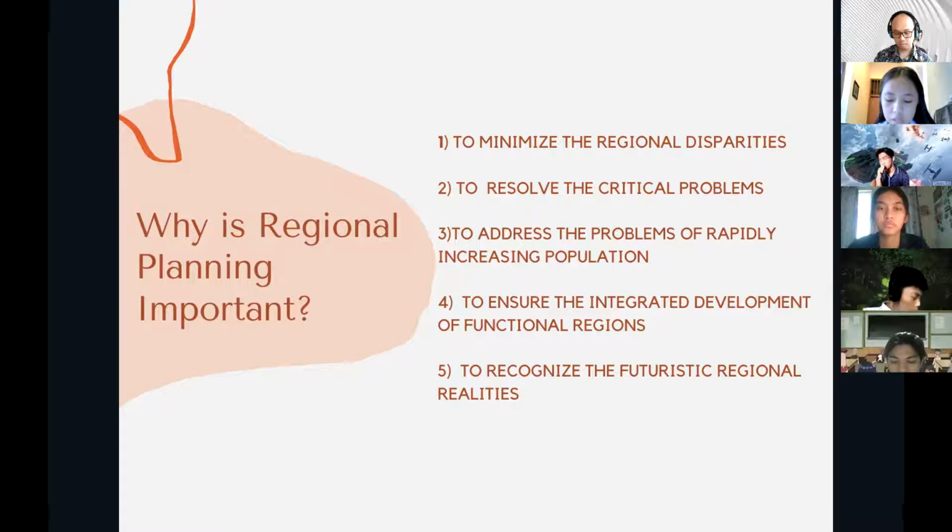The regional boundaries of many functional regions do not conform with administrative boundaries. And the last one, to recognize the futuristic regional realities. Rapid development in the field of information and communication technology all over the world has resulted in, first, a revolution in the field of transportation and communication. Second, broken rural isolation, which has increased the interaction between rural-urban communities. Third, increased the volume of traffic and trade. Fourth, increased population mobility, both interregional and intra-regional. And the last one, finally, given rise to new regional boundaries with intensified integration. Next, please.